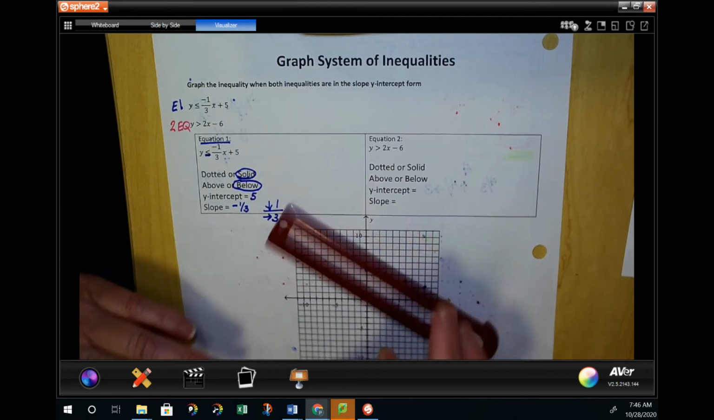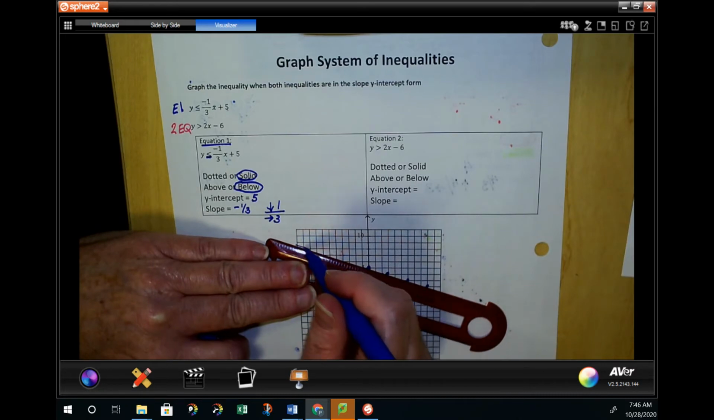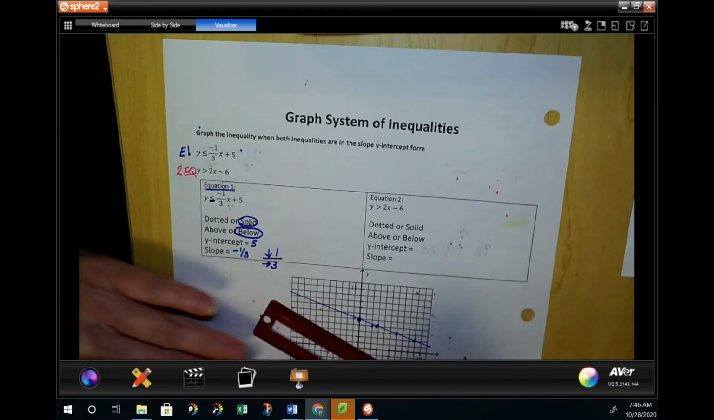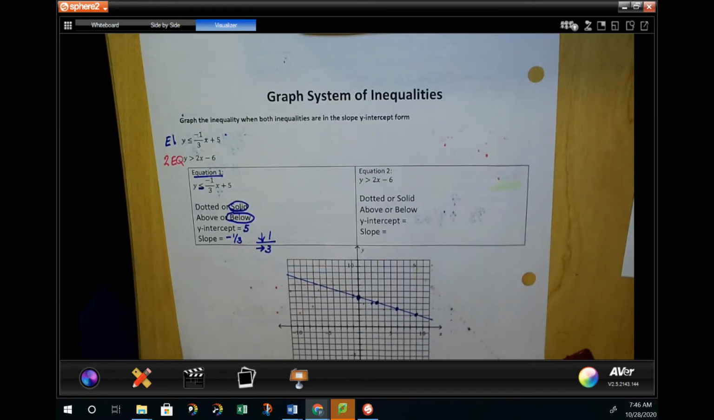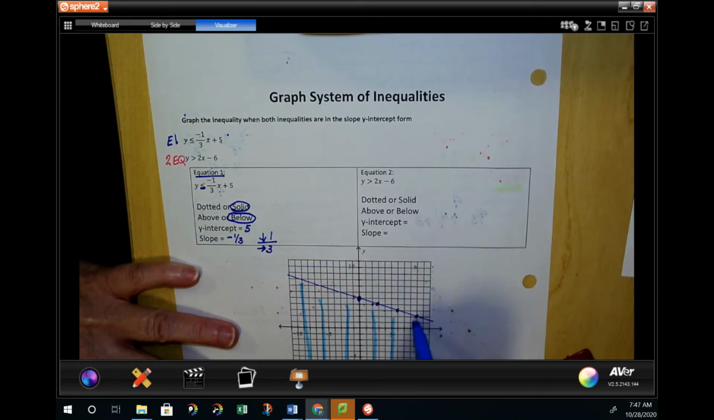We know it's going to be a solid line, so this time I'm just going to graph this nice solid line right there. And I have to shade below, so everything underneath is shaded. I'm just going to use my highlighter and shade that below.